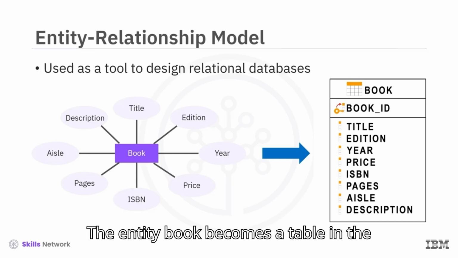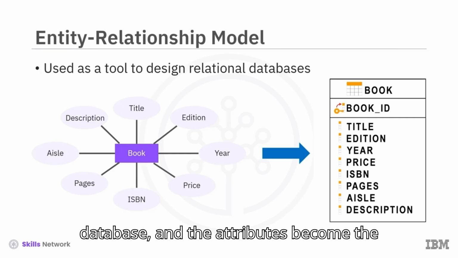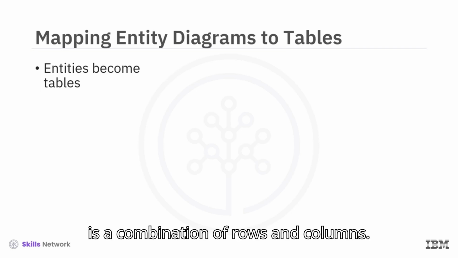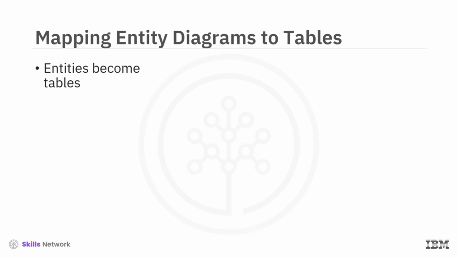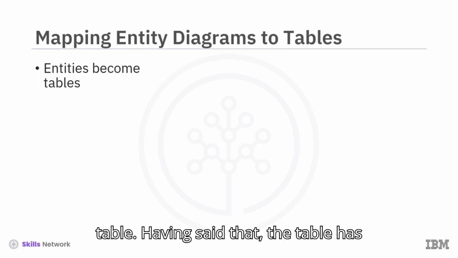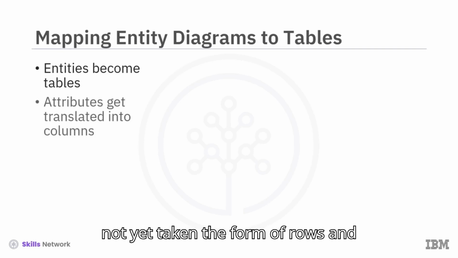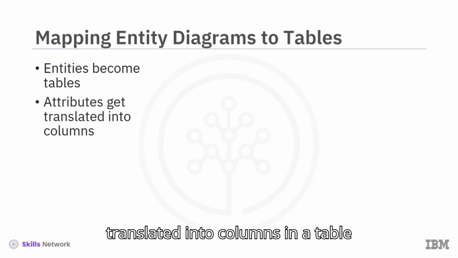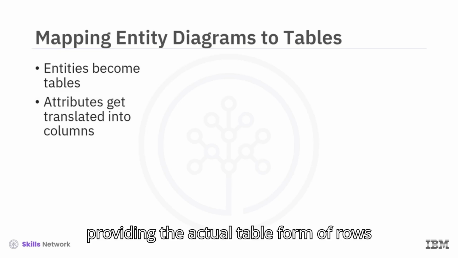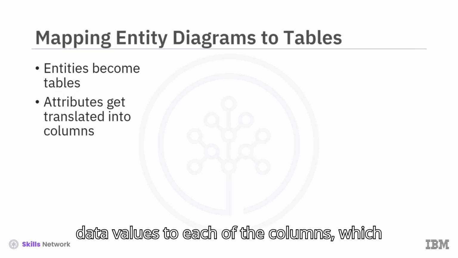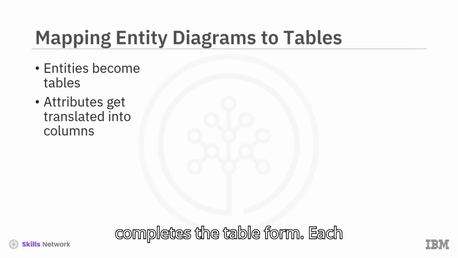The entity book becomes a table in the database, and the attributes become the columns in a table. A table is a combination of rows and columns. While mapping, the entity becomes the table. Having said that, the table has not yet taken the form of rows and columns. The attributes get translated into columns in a table, providing the actual table form of rows and columns. Later, we add some data values to each of the columns, which completes the table form.